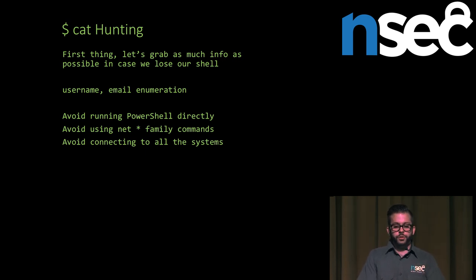So again, avoid running PowerShell directly. Avoid using the net family of commands because there's a lot of detection rules that are purely based on the function that you're going to call. So if you call net user or something, there's a good chance that you may be detected if they have detection for that. Try to avoid connecting to all systems at the same time if possible because it's pretty bad and super noisy. The solution, if you want to get the information as fast as possible, personally, I use unmanaged PowerShell plus LDAP query. You can just send an LDAP query to the Active Directory and get all the information.